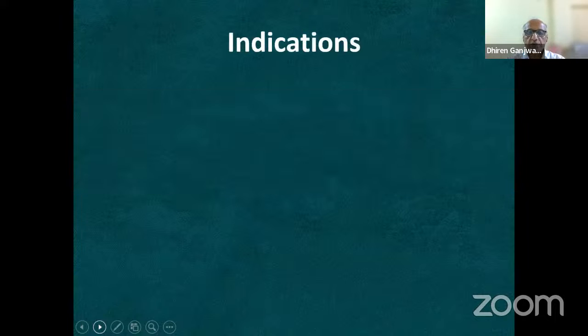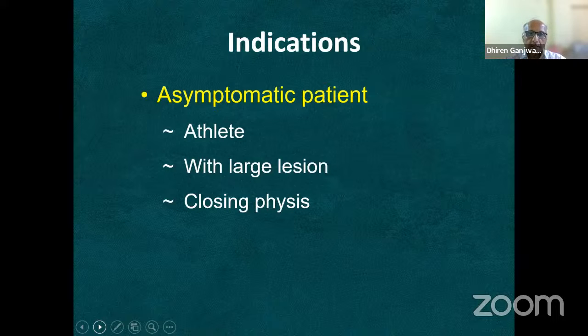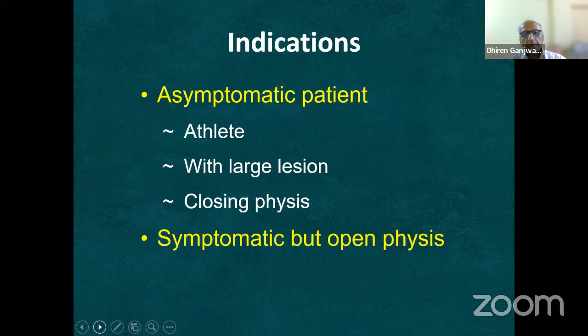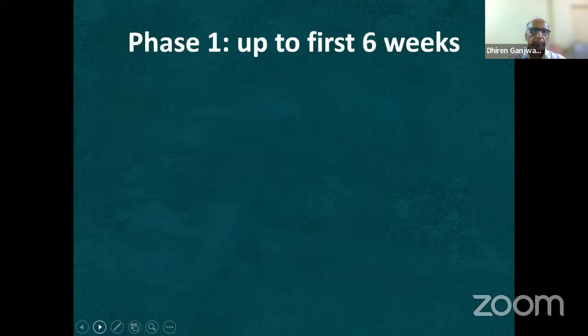What are the indications of non-operative treatment? The asymptomatic patient who is an athlete, or who has a large lesion, or who is near the time of closing of the physis, meaning the growth is getting over. Or on the other side, a symptomatic patient, but the physes are open. These are the patients who should be considered for non-operative treatment.